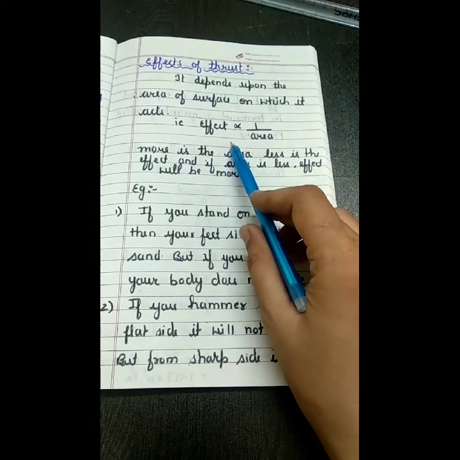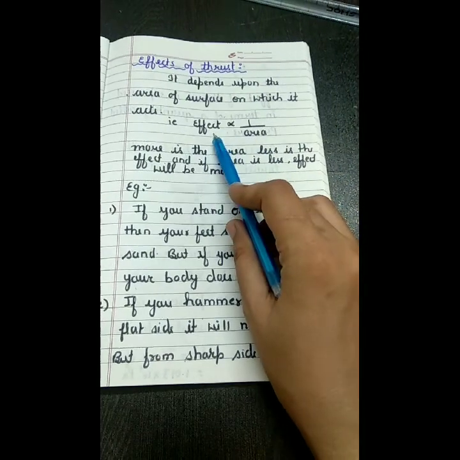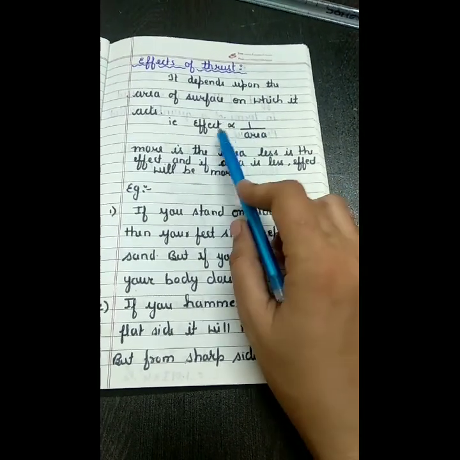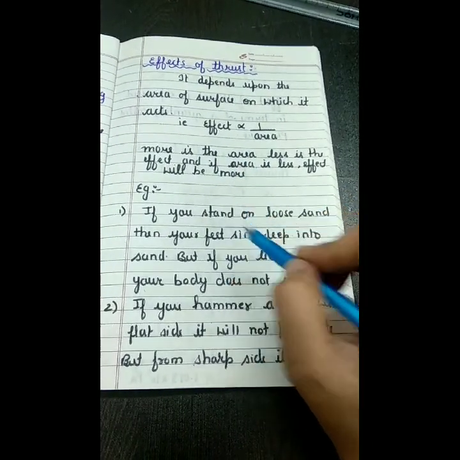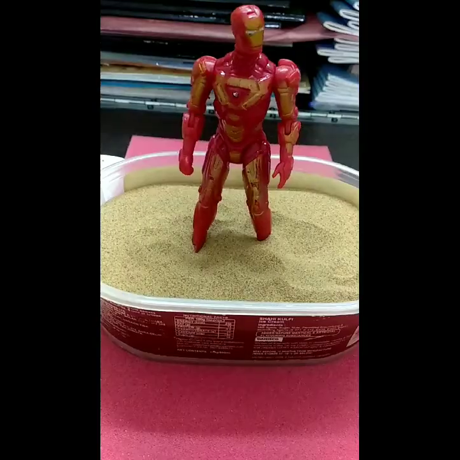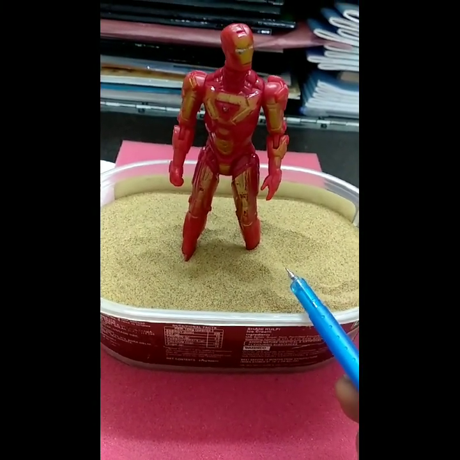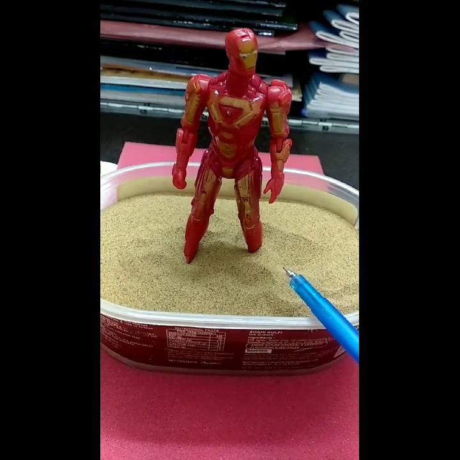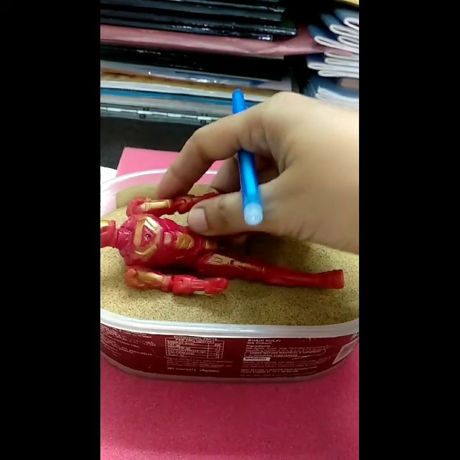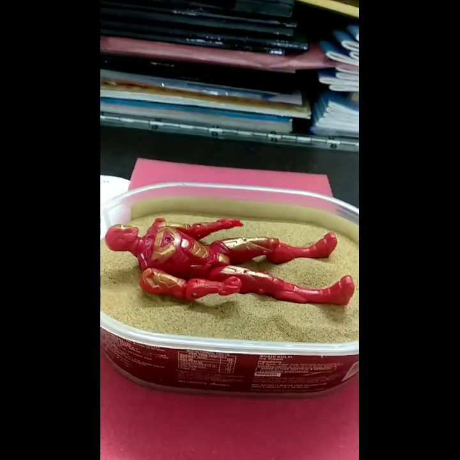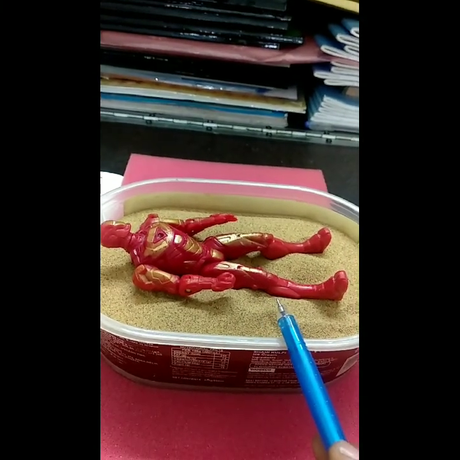And it is depending inversely. It means if more is the area, less will be the effect. If less is the area, more will be the effect. For this, let us consider a few examples. For example, if we stand on loose sand, our feet sink deep into the sand. But when we lie on the sand, our body does not sink much into the sand.